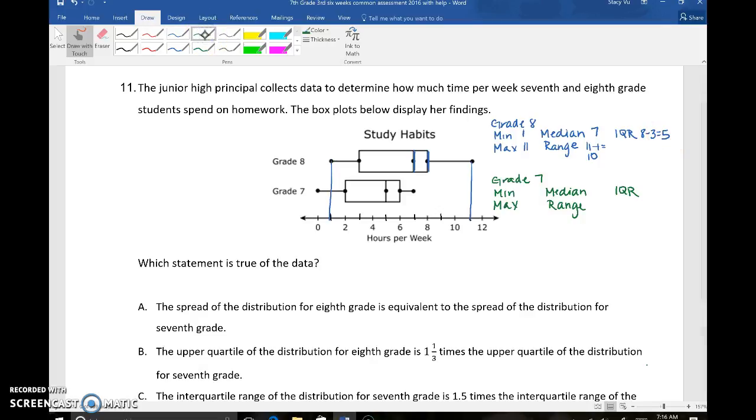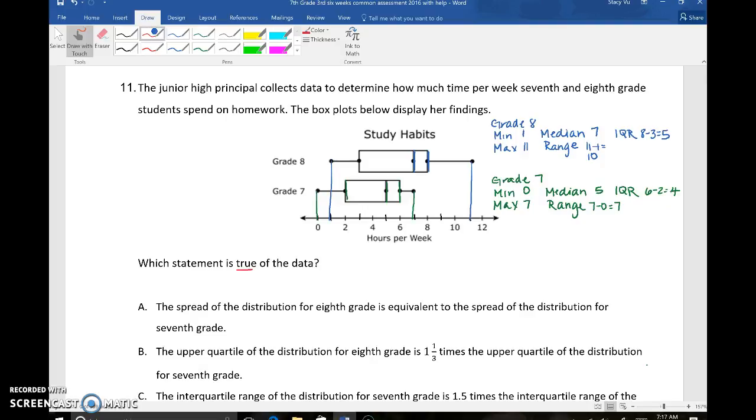Now let's look at the second one. So the minimum for 7th grade is 0. The maximum is 7. The median here is the middle line. It's 5. The range is your maximum minus your minimum. So 7. And again, the interquartile range is the box. So the right side of the box is 6. Left side of the box is 2. So that equals 4. All right, so now that we have all that done, let's look at our answer choices.